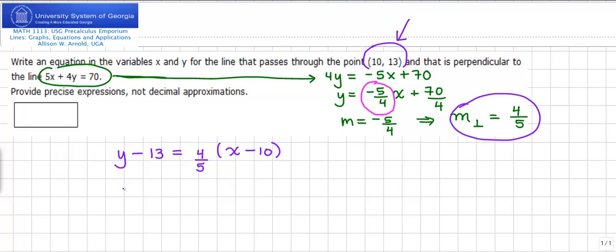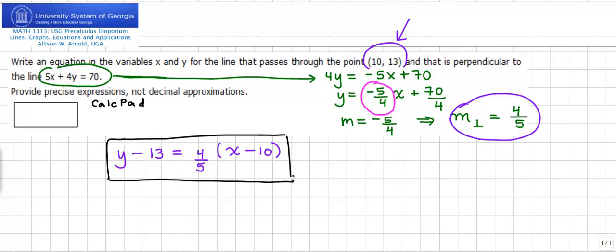Now in general, that's y minus the y coordinate of your given point equals the slope times the quantity x minus the x coordinate. In this particular problem in WebAssign, it gave you a box to type in, and the calc pad will pop up for you. Because there was no specification about a particular form of the equation of a line, we can just type in the point-slope form.